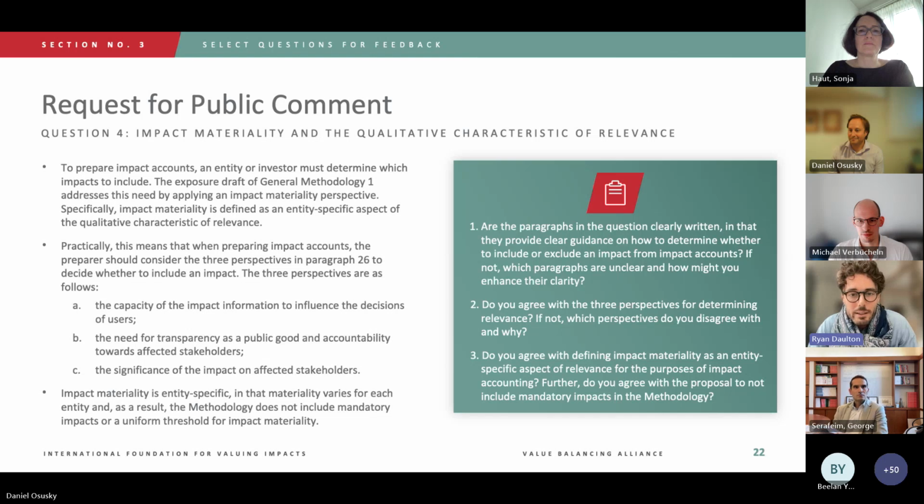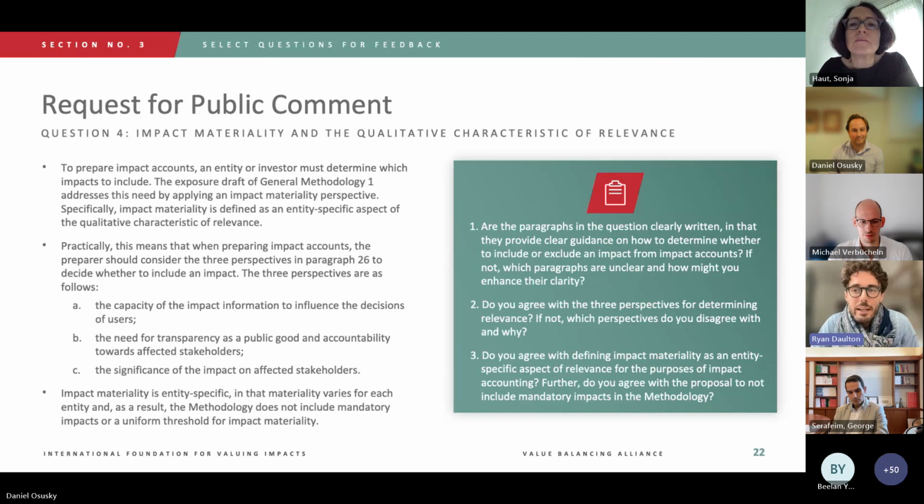What this means practically is that when preparing impact accounts, the preparer should consider the 3 perspectives that I mentioned that are in section 3 in paragraph 26. Those 3 perspectives, again, being the ability of the information to influence decisions, the need for transparency as a public good and accountability towards stakeholders, and the significance, scale, and scope of that impact on affected stakeholders.